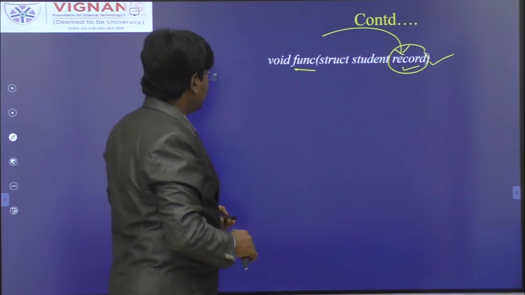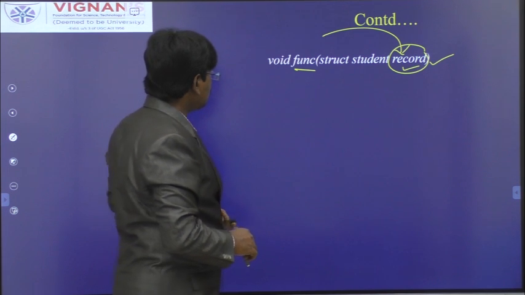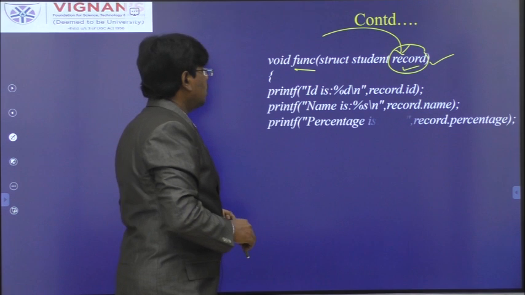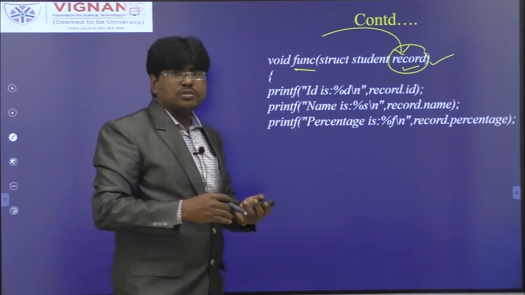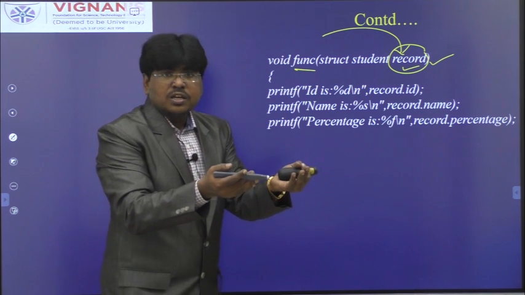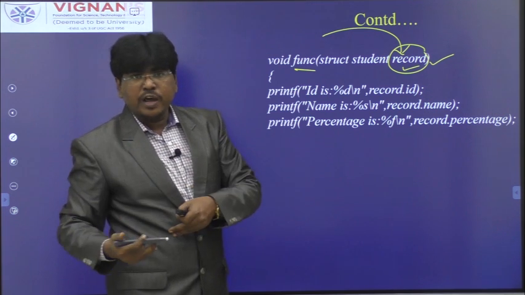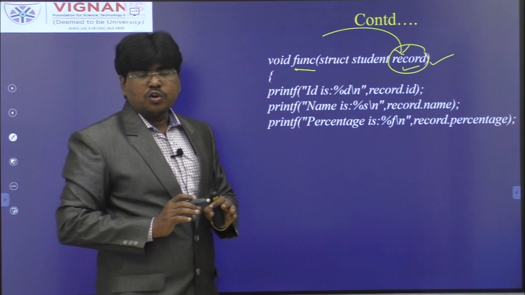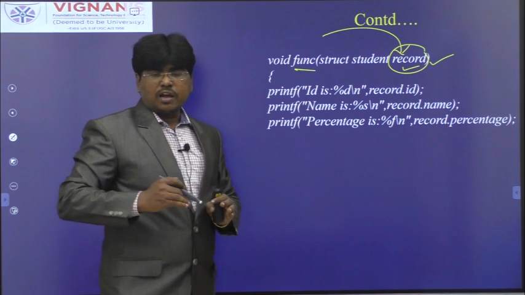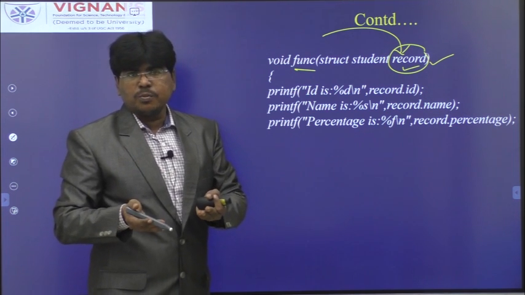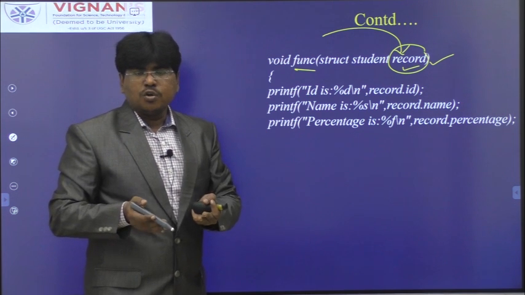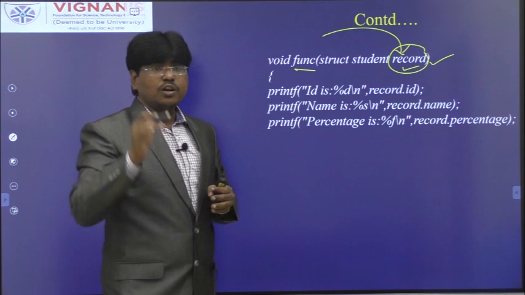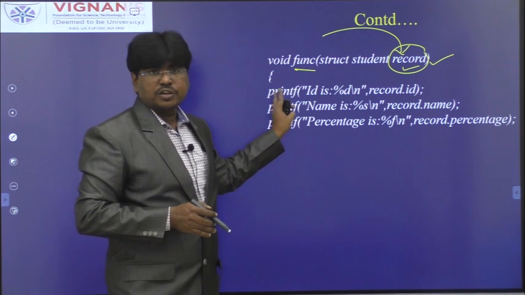After that, you can see what I have written: printf id, name and percentage. Simply, whatever values I stored in the main function, I am going to print the same values using the user defined function. What you have to understand in this program is that I have stored the values using the structure variable record local to main, and I am going to display the structure variable values with the help of the user defined function.